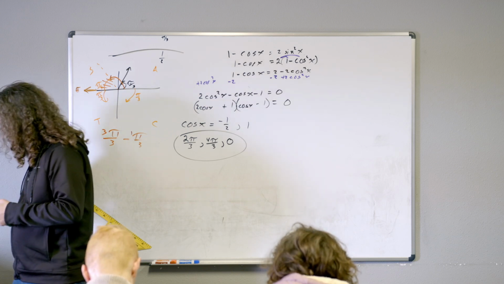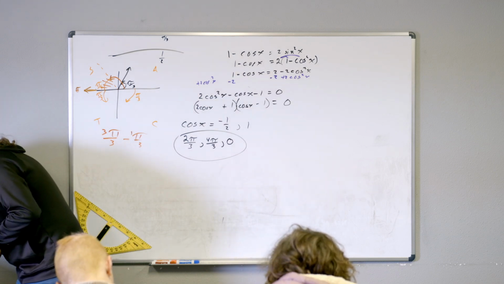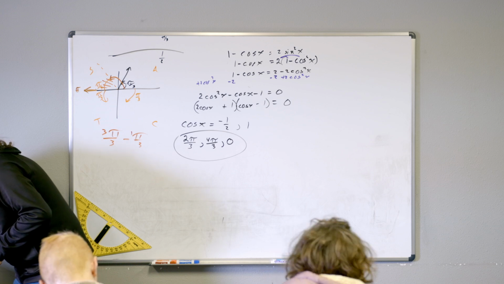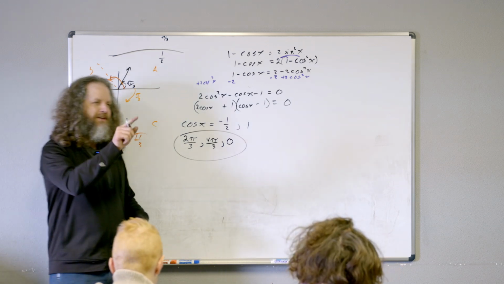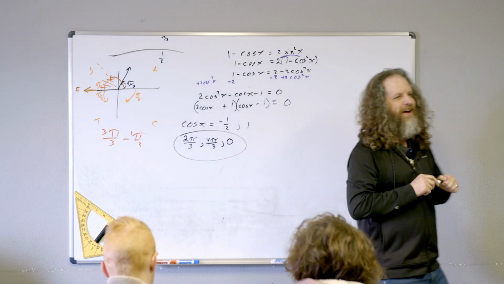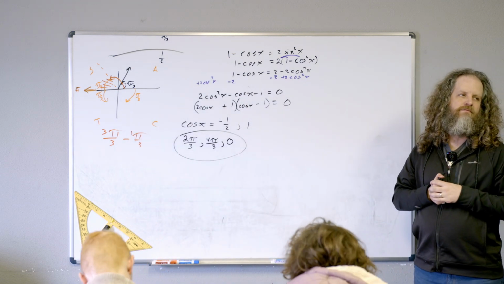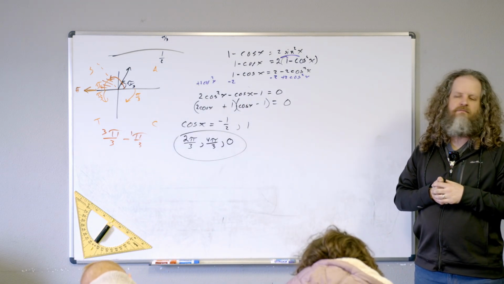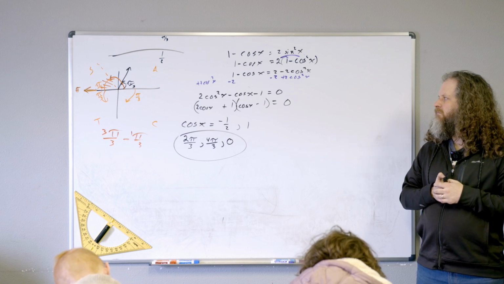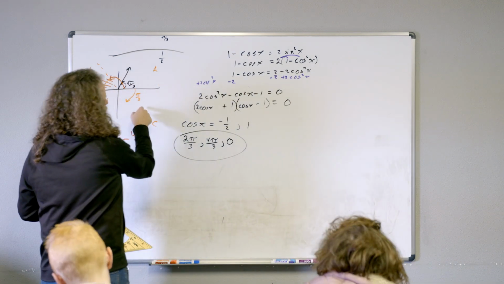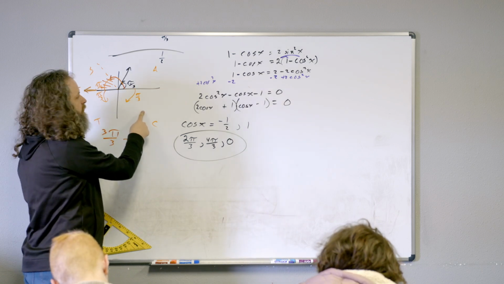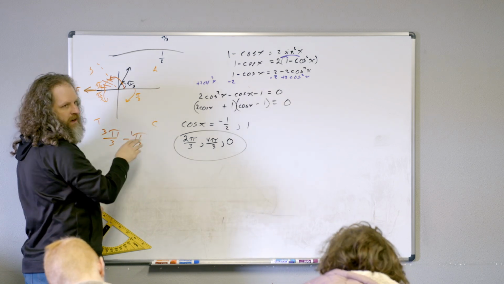I'm listening. If the 1/2 wasn't negative, what would we subtract pi over 3 from? So it would be pi over 3, and it would be the one in quadrant 4. So it would be 2 pi over 3 minus pi over 3.